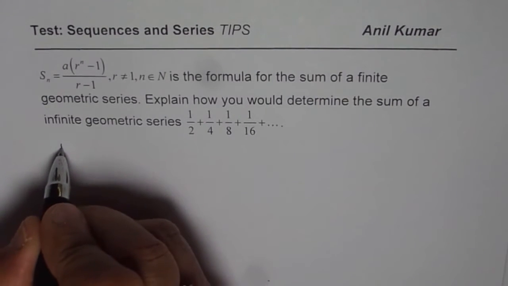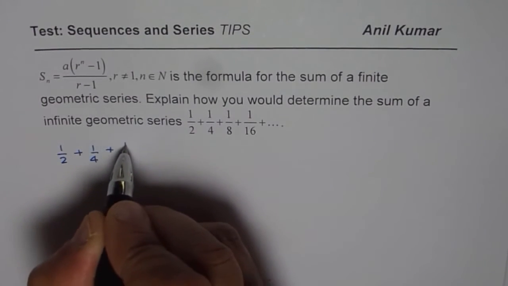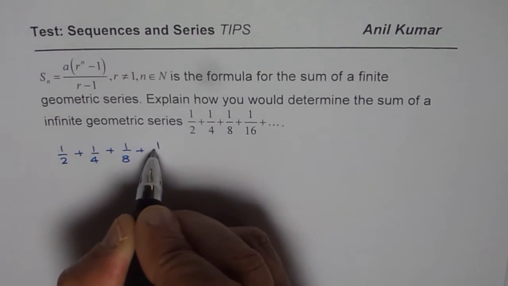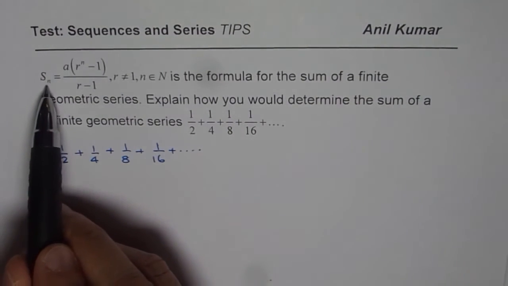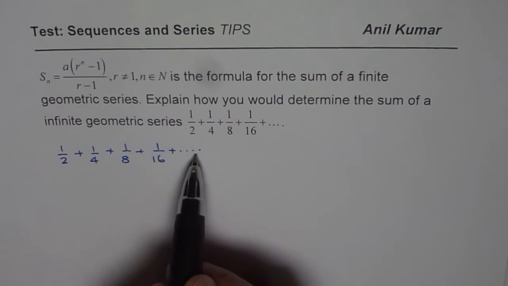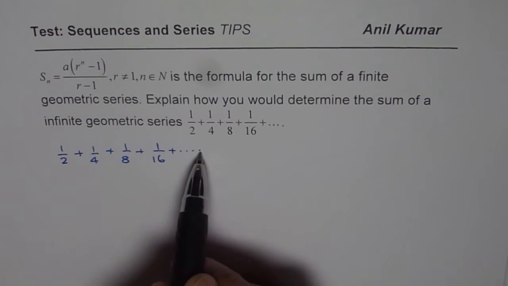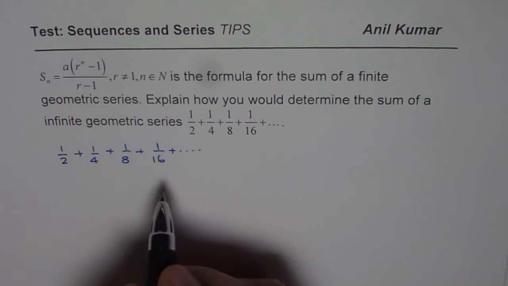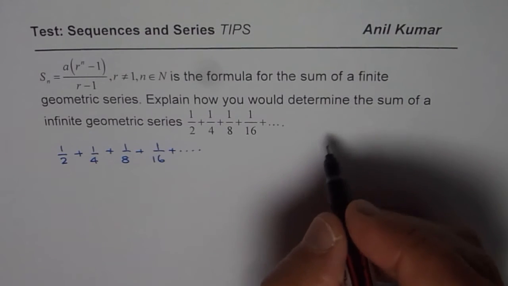Well, the series given to us is 1 over 2 plus 1 over 4 plus 1 over 8 plus 1 over 16 plus so on, right? Now this formula clearly has n, which means n number of terms are finite. Here, since these dots are given at the end, this just continues, and we need to find the sum of this series. That means it could go to infinity. How do we do that? That is the question. Now, whenever you have an infinite series, let me give you some background here.